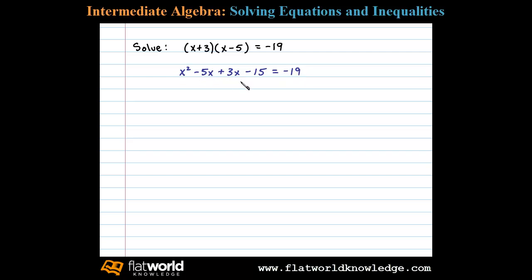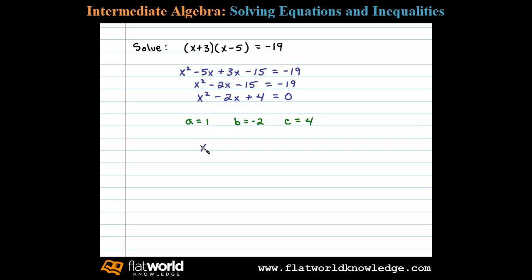On the left side here we have like terms. Combining those, we'll be left with x squared minus 2x minus 15 equals negative 19. And then finally, adding 19 to both sides, we have standard form: x squared minus 2x plus 4 equals 0. Once we have standard form, we can then identify a, b, and c for use in the quadratic formula. So in this case, a is 1, b is negative 2, and c, the constant term here, is 4.